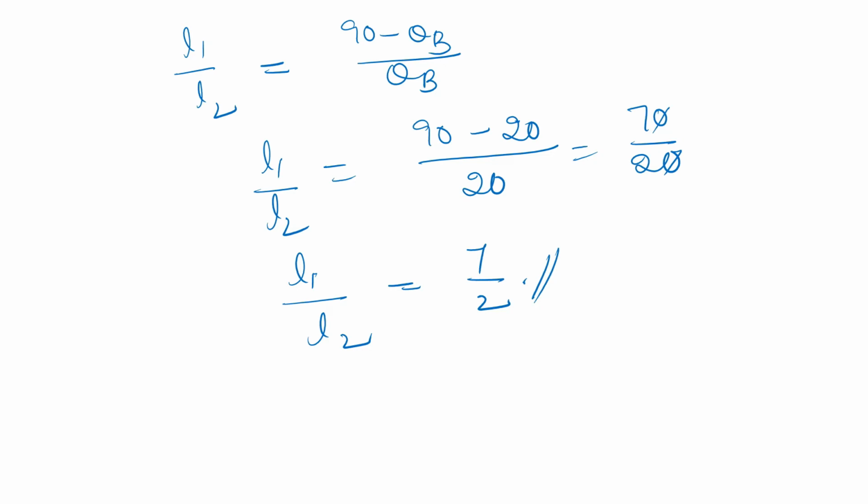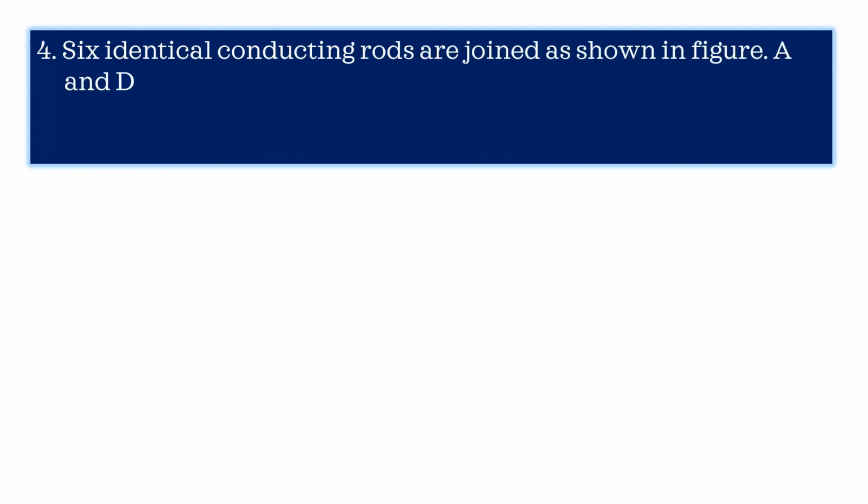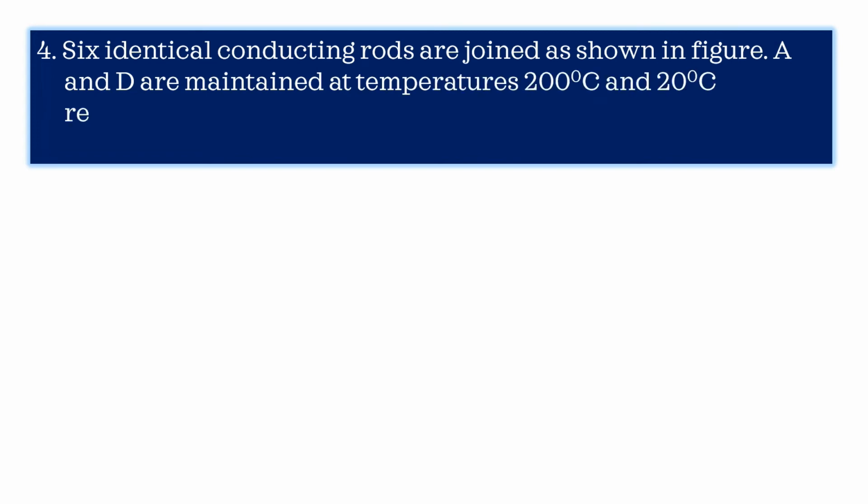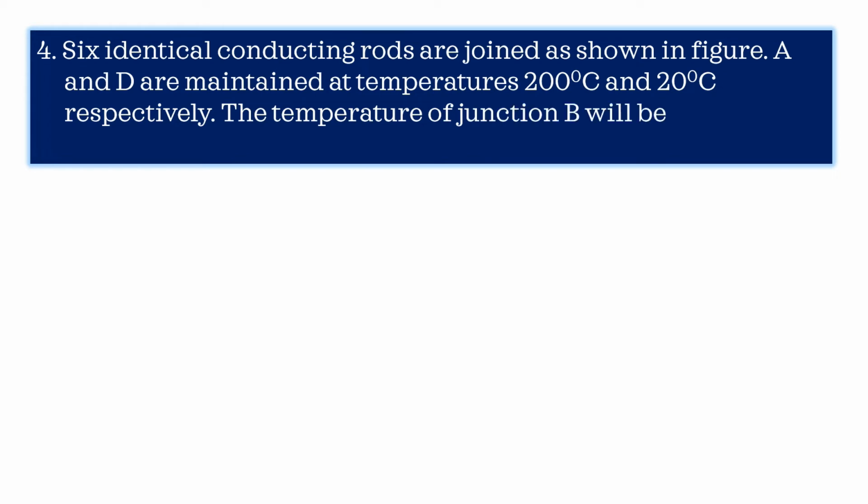Okay. Next we will go to the next question. 6 identical conducting rods are joined as shown in figure. A and D are maintained at temperatures 200 degrees centigrade and 20 degrees centigrade respectively. The temperature of junction B will be: 120 degrees centigrade, 10 degrees centigrade, 140 degrees centigrade, or 80 degrees centigrade.